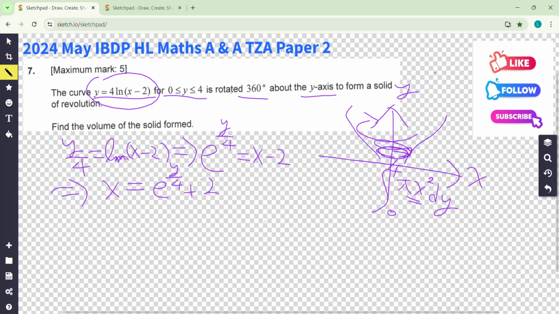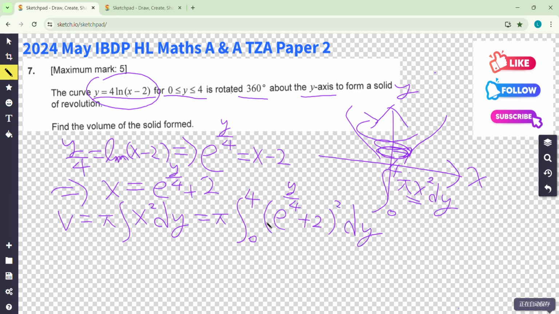Then you have to show off your understanding of this thing. So you say volume revolved equals pi integration x squared dy, before, no need to substitute the thing, and then substitute all the thing, okay? 0 to 4, it is the range of y, okay? And then x is exponential y over 4 plus 2, all square dy, okay?